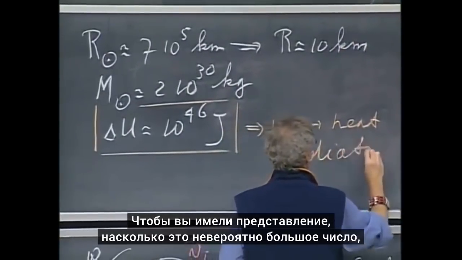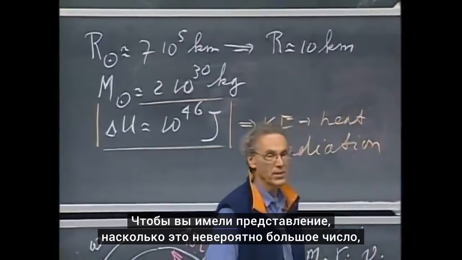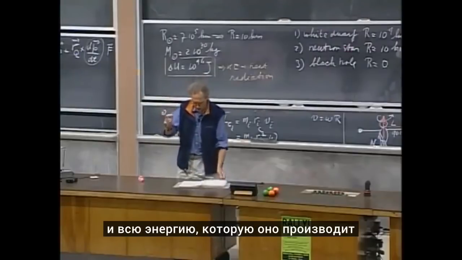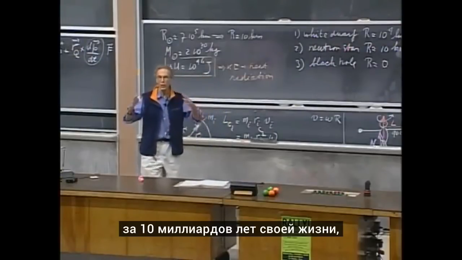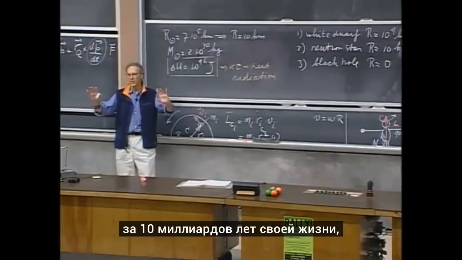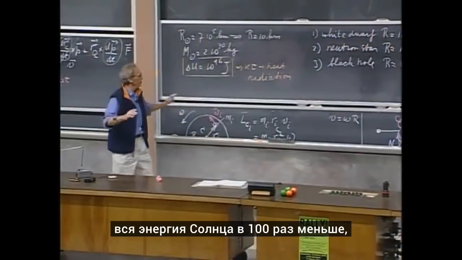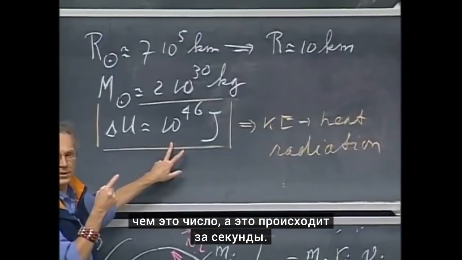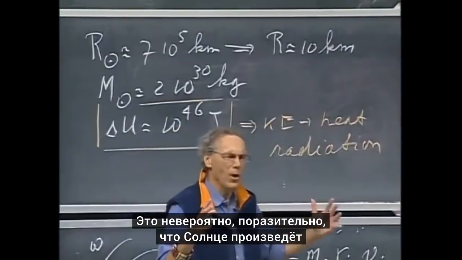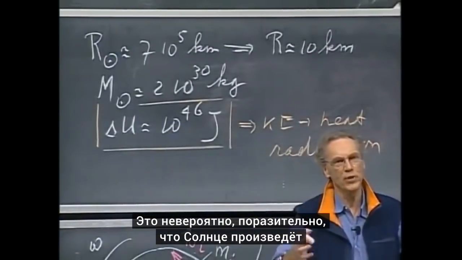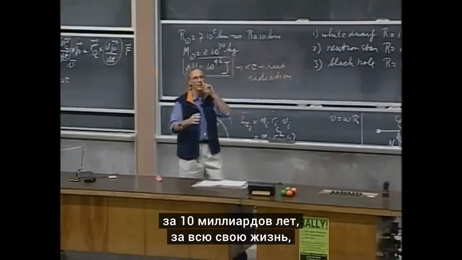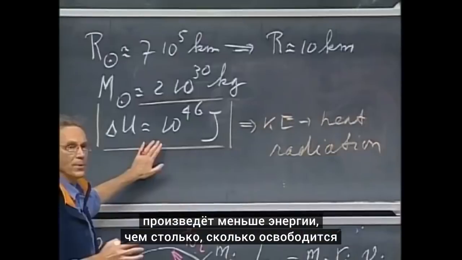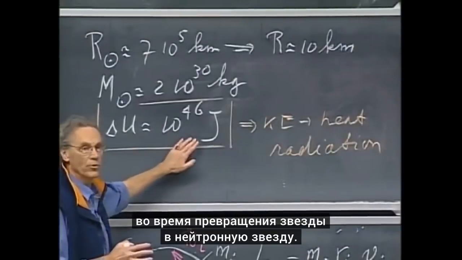To give you a feeling for how absurdly large this number is, if you take the sun and all the energy that the sun produces in its 10 billion years that it will live, the total energy output of the sun is 100 times less than this number, and this comes out in a matter of seconds. So it is a mind-boggling idea that the sun is producing in 10 billion years, the lifetime of the sun, it is producing less energy than what happens during a stellar collapse to a neutron star.